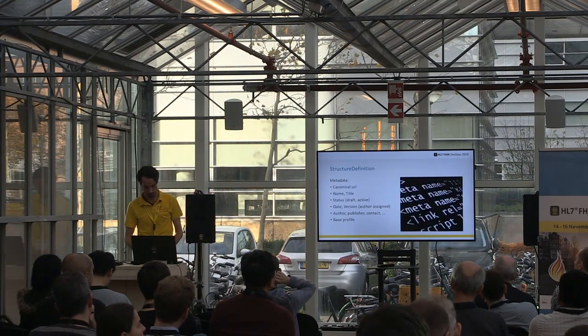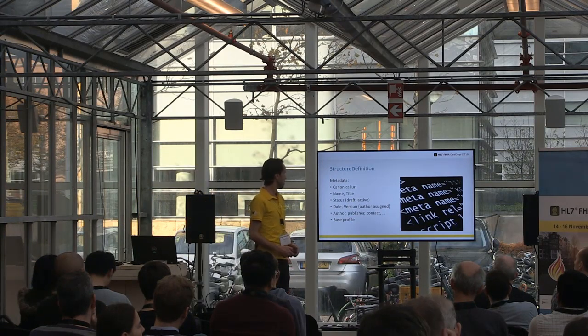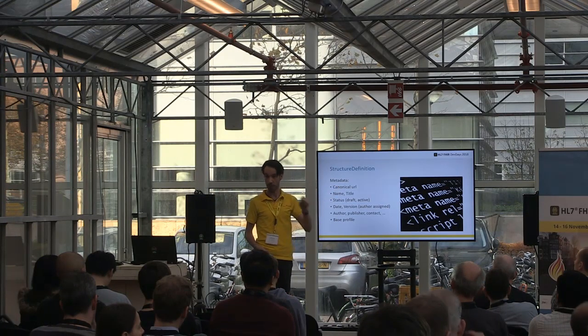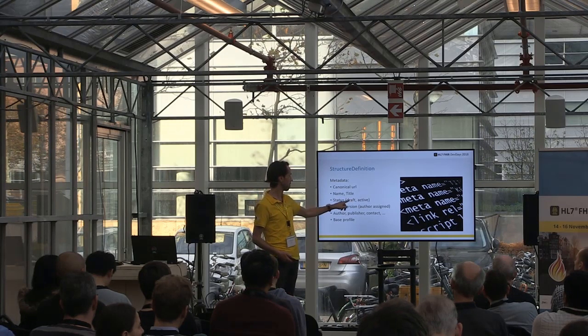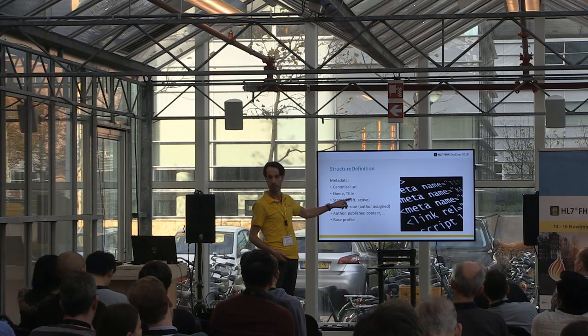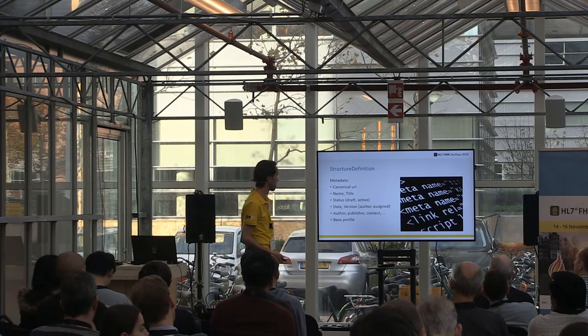So what is part of a structure definition? Well, first of all, there's a set of metadata. As I mentioned, the canonical URL, this is crucial. That's how you identify that specific profile. It has a name, a title, a status. So when you publish it online, you can use the status to say, we're still working on this and still changing. And once it's active, then you say to people, now you can start using it.